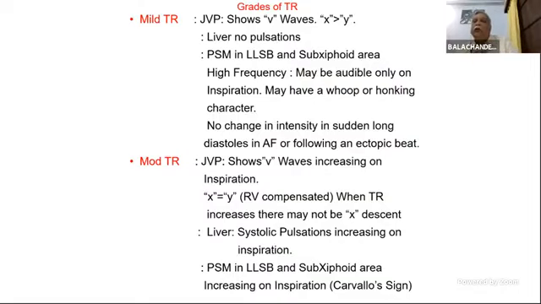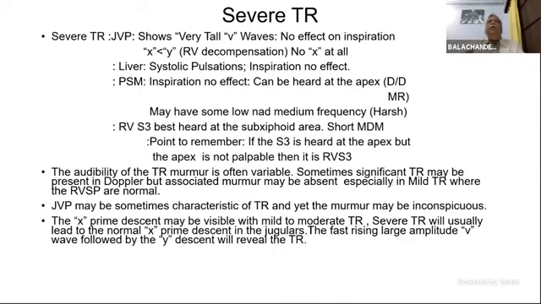But more important, you can look at the systolic pulsations of the liver, which also increases on inspiration. And then you have a pansystolic murmur, which shows the characteristic Carvallo sign. Next slide. When the TR becomes very severe, then it shows very tall V waves. Of course, if the RV dysfunction is due to PH, then the X descent becomes less than Y. It is difficult to make out because everything is gone with a severe TR.